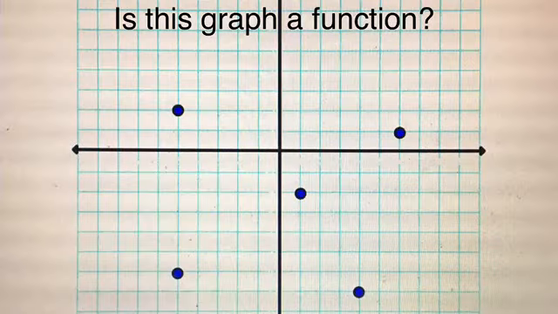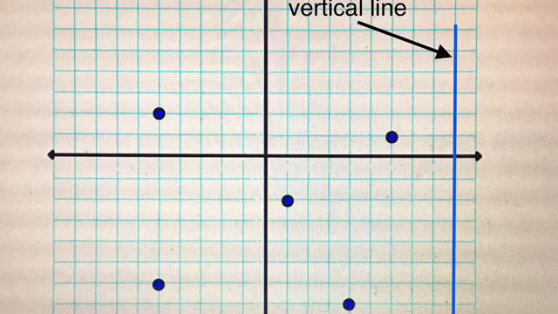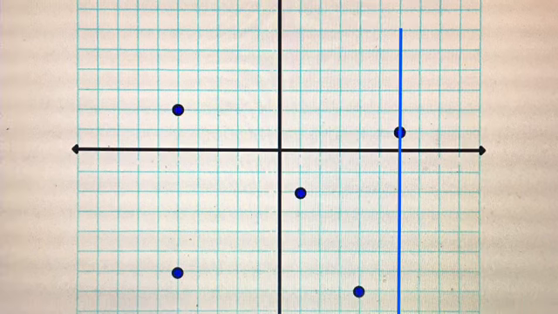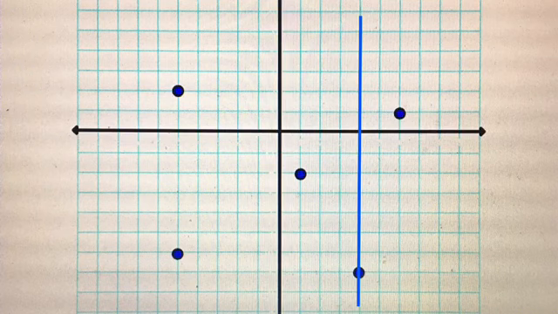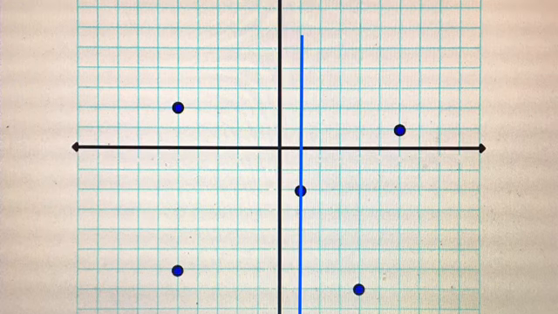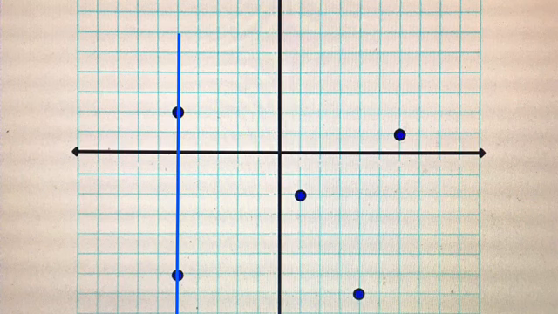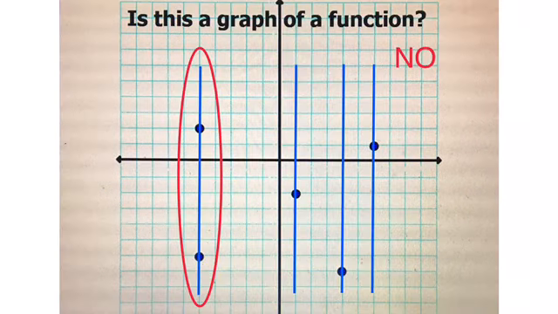Here is the graph of another relation. I am going to use that blue vertical line again, drag it across the screen to see if it hits more than one point at the same time. Only one point here, only one point here, one point here, but now it's passing through more than one point. And because our vertical line is passing through more than one point at the same time, this is not a function.